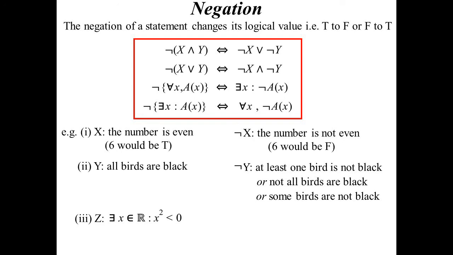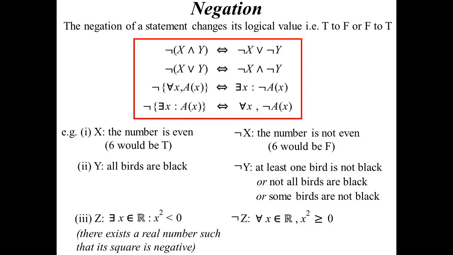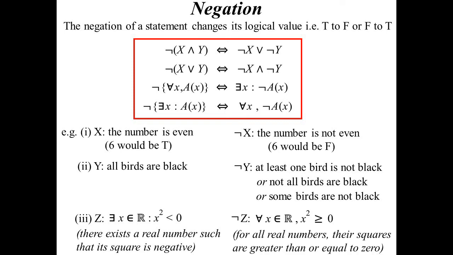Here's my statement. There exists an x which belongs to the real numbers, so is an element of the real numbers, such that x squared is less than 0. Now remember I said a statement can be true or false. In this case, it's false, isn't it? But the negation of that would be for all x that are elements of the real numbers, x squared is greater than or equal to 0. That would now be true.